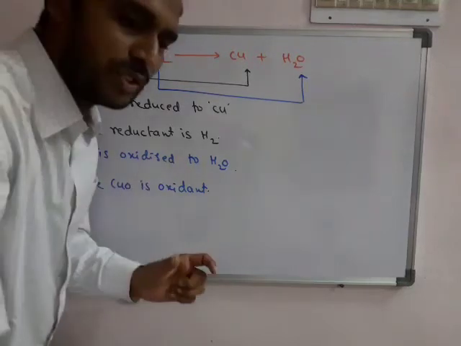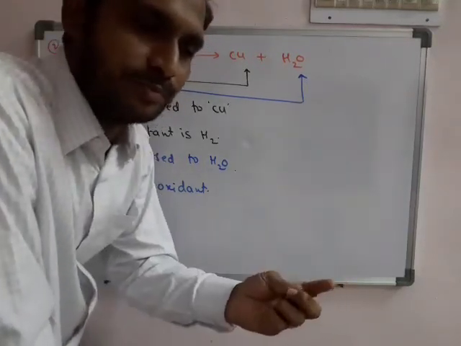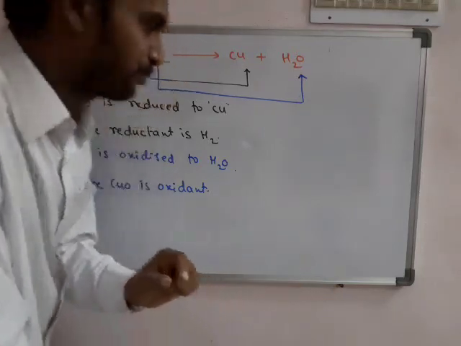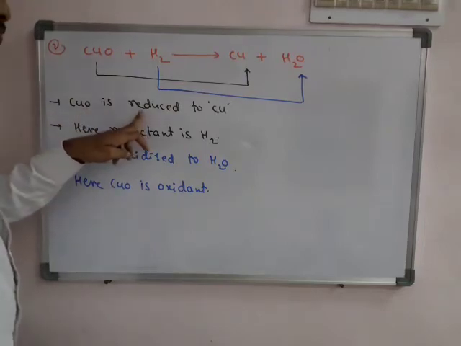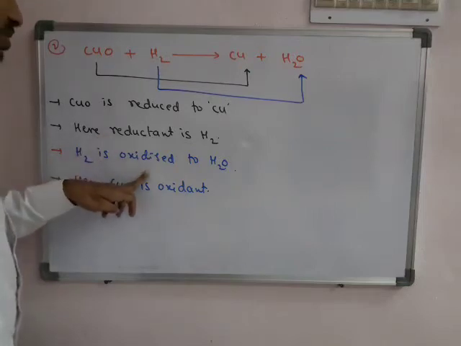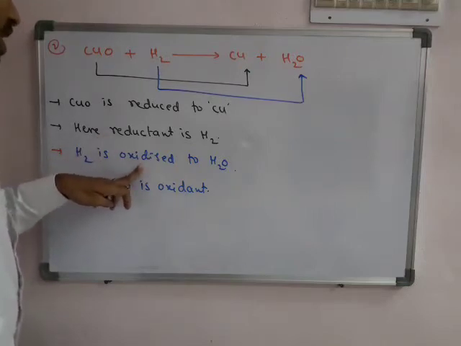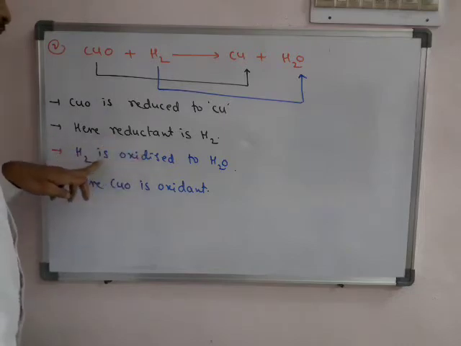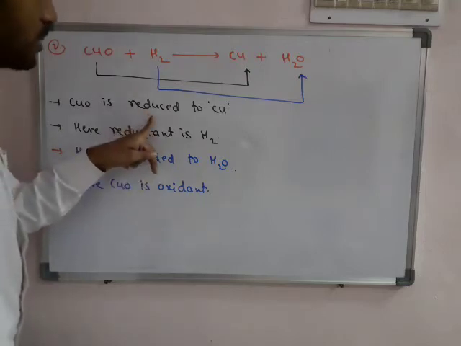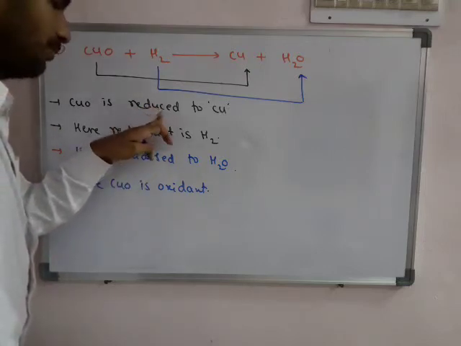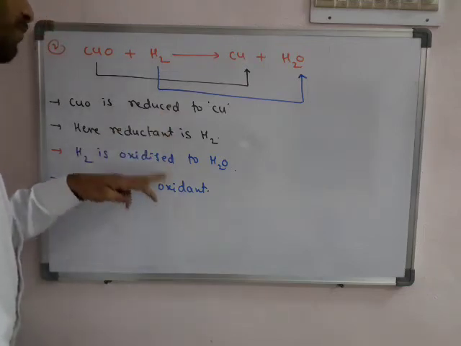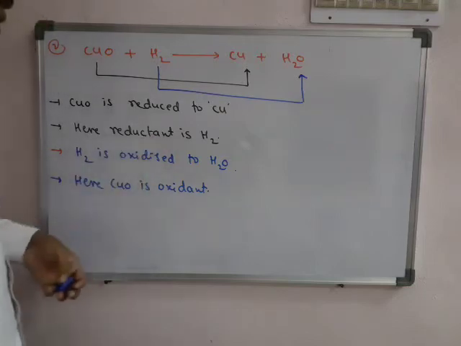Okay, you can observe the point that whatever is reduced works as the oxidant, and whatever is oxidized works as the reductant. So here CuO is reduced, and it worked as the oxidant. Next, here H2 is oxidized. H2 itself is oxidized and it reduces the other compounds. Whenever something is reduced itself, it works as the oxidant, and what undergoes oxidation works as the reductant. Okay.